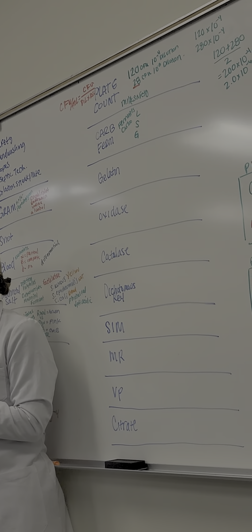And if it ferments, then there will be gas bubbles or displacement present in the Durham tube. So we're looking for gas. What kind of gas is it? Carbon dioxide? Yes. Beautiful. What does A stand for?